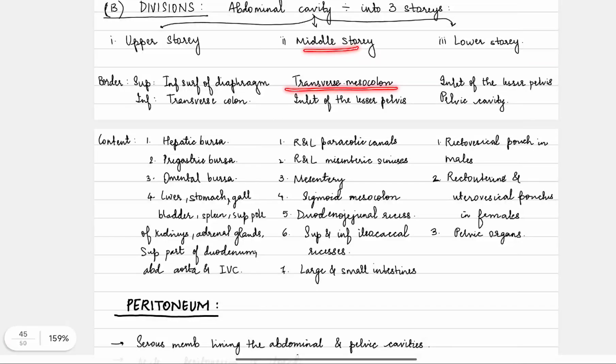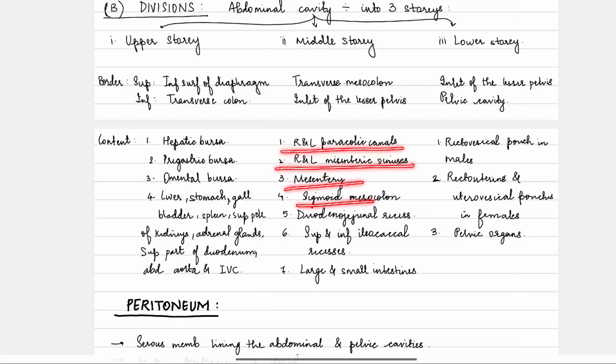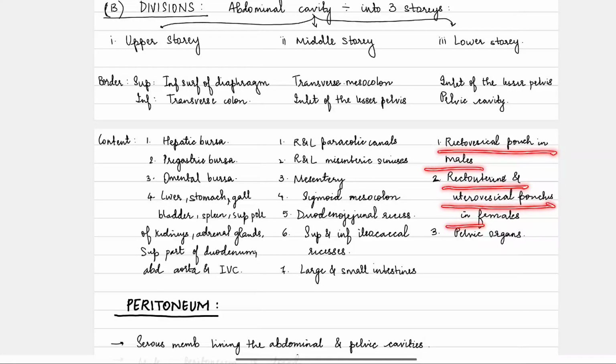The middle story is from the transverse mesocolon to the inlet of the lesser pelvis inferiorly. Contents are the right and left paracolic canals, right and left mesenteric sinuses, mesentery, sigmoid mesocolon, duodenojejunal recess, superior and inferior ileocecal recesses, large and small intestine. The lower story is superiorly the inlet of the lesser pelvis and inferiorly the pelvic cavity. Contents are the retrovesical pouch in the male, retrouterine and uterovesical pouches in the female, and pelvic organs.